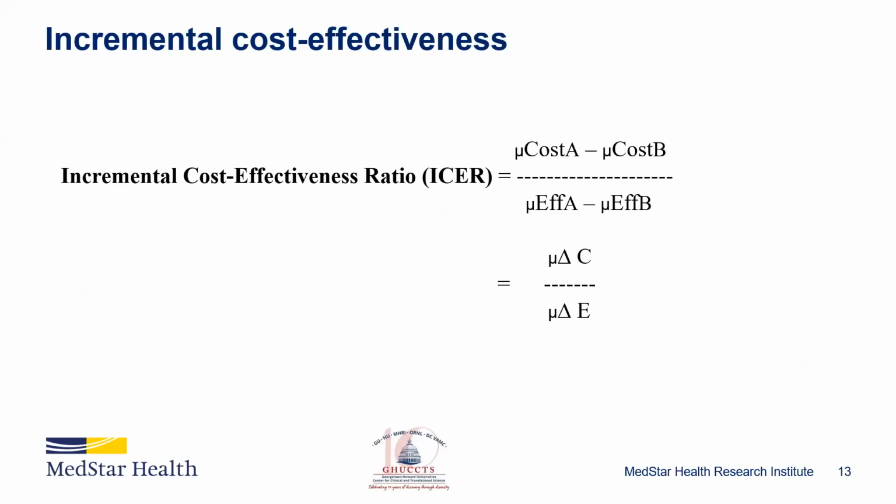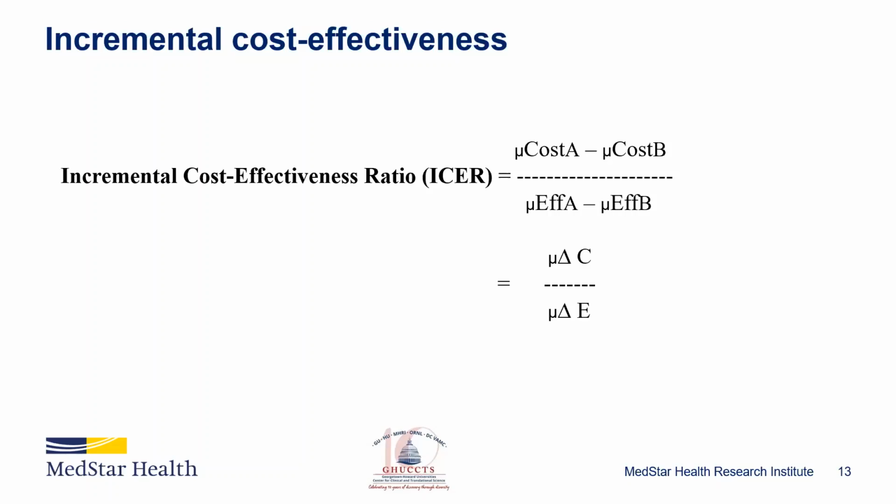And this is probably one of the most important slides. This is the statistic that we come up with in cost-effectiveness analysis called the incremental cost effectiveness ratio, or the ICER. And it is the mean cost of treatment A minus the mean cost of treatment B, and that's divided by the mean effectiveness in A minus the mean effectiveness in B, or the mean delta, or the mean difference in cost divided by the mean difference in effectiveness.